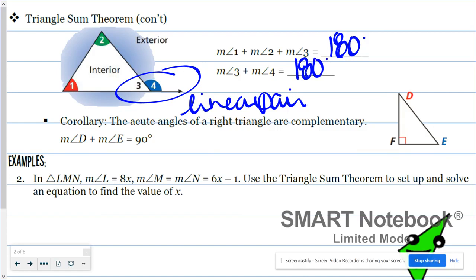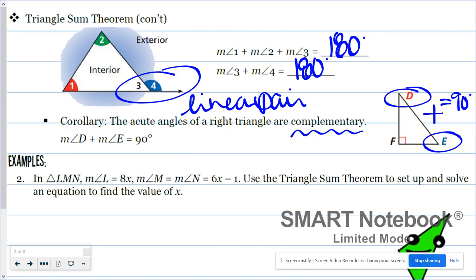There's a corollary that follows the triangle sum theorem, and it applies to right triangles. They're saying the acute angles of a right triangle are complementary. So we're saying the measure of angle D plus the measure of angle E add to be 90 degrees. So that's just a shortcut. Think of a corollary as a shortcut or an extension of our theorem.